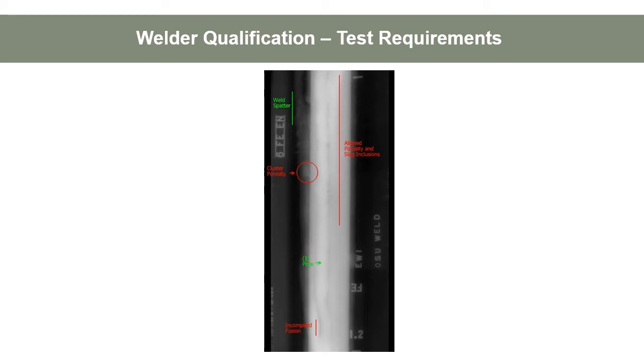So you can see they've gone through and outlined where we've got clustered porosity and slag inclusions, weld spatter, incomplete fusion. So I don't know what the acceptance criteria is, but I'm thinking this guy did not pass. So this gives you an idea of what a radiograph looks like for welder qualification testing.